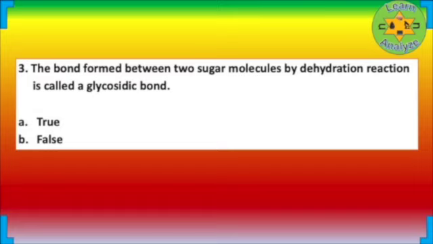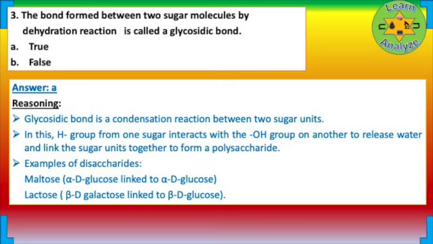Question number 3. The bond formed between two sugar molecules by dehydration reaction is called a glycosidic bond. Option A true. Option B false. The answer is A, because glycosidic bond is a condensation reaction between two sugar units. In this, H group in one sugar interacts with the OH group on another to release water and link the sugar units together to form a polysaccharide. Examples of disaccharides are maltose and lactose.